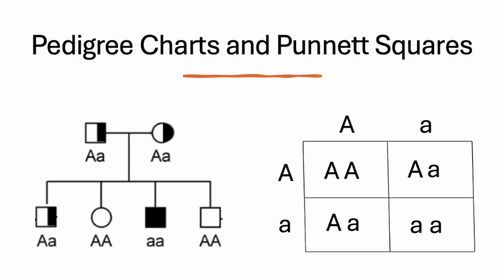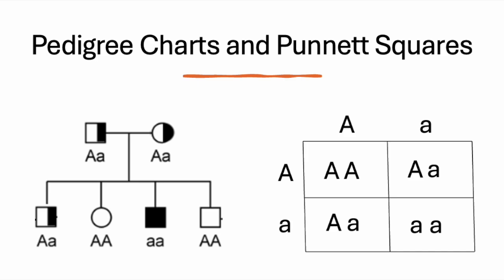Note that the square predicts one individual will be homozygous dominant, capital A, capital A, two heterozygous, capital A, small a, and one homozygous recessive, small a, small a, and this individual will show the disorder. Remember, Punnett squares predict the probability of the offspring genotypes, but do not guarantee the outcomes. In this case, the offspring outcomes were not as predicted.